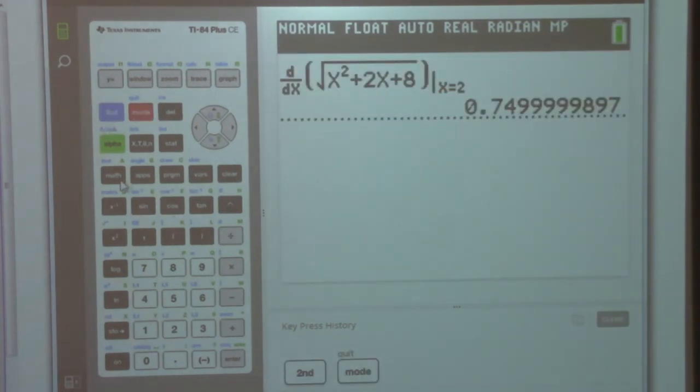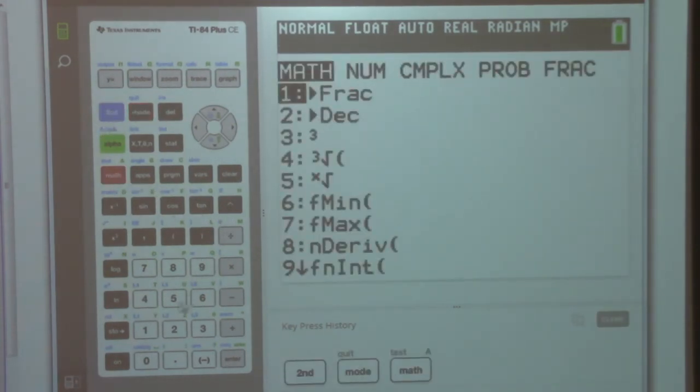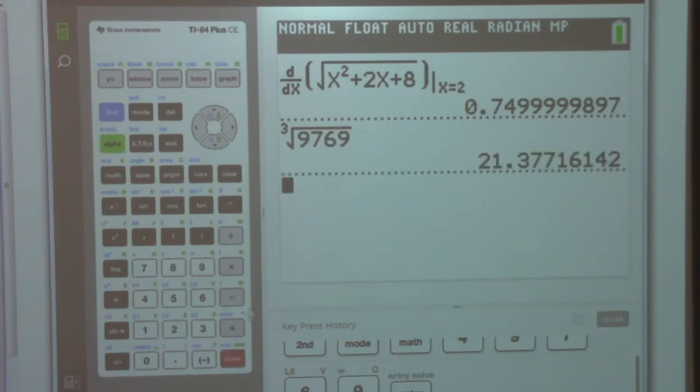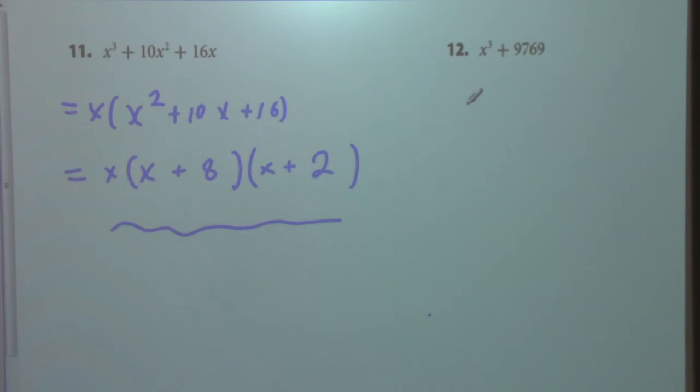To get that, we go to math, and I go to 9769, and I don't get a perfect cube here, right? So this one we call irreducible. You want to start putting decimals on stuff? Told you. All right, so that'll be that answer for number 12.